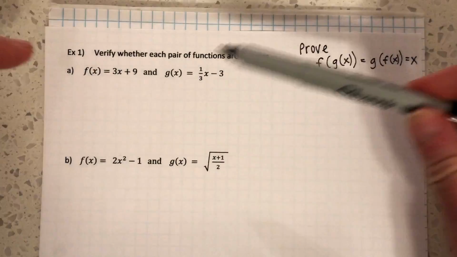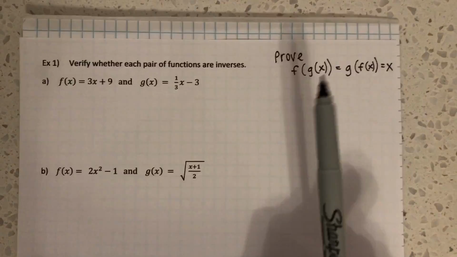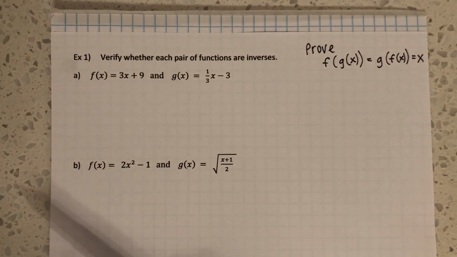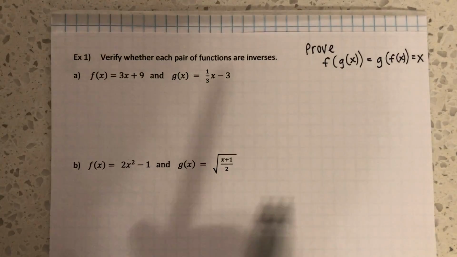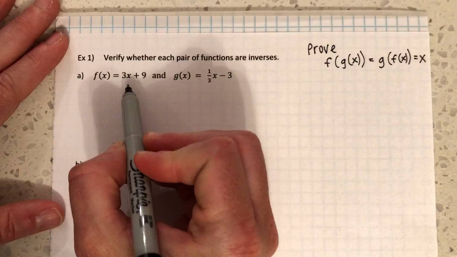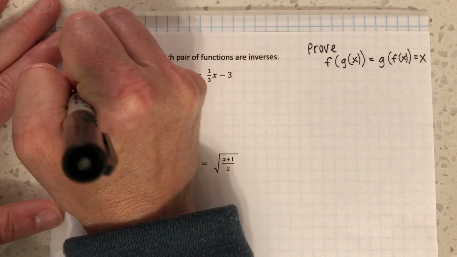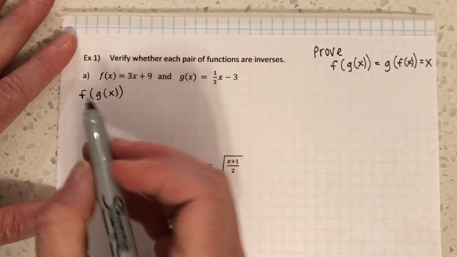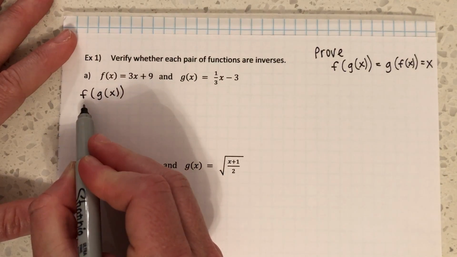Well, one way to prove that their operations will cancel each other out is to prove this. Plug one function into the other and see if everything cancels out. And then plug the other function into the other one. All right, so the first thing we're going to show is let's find f of g of x. Let's plug the g of x function into the f of x function.